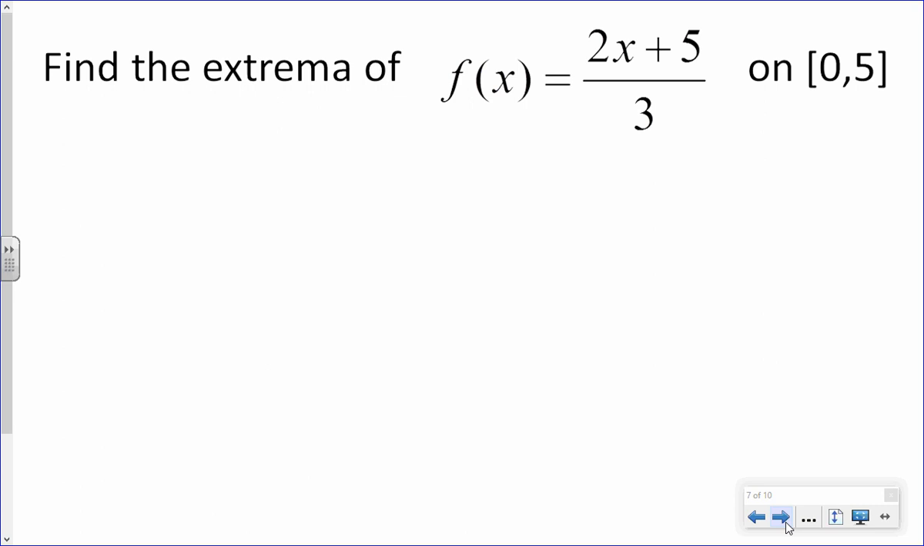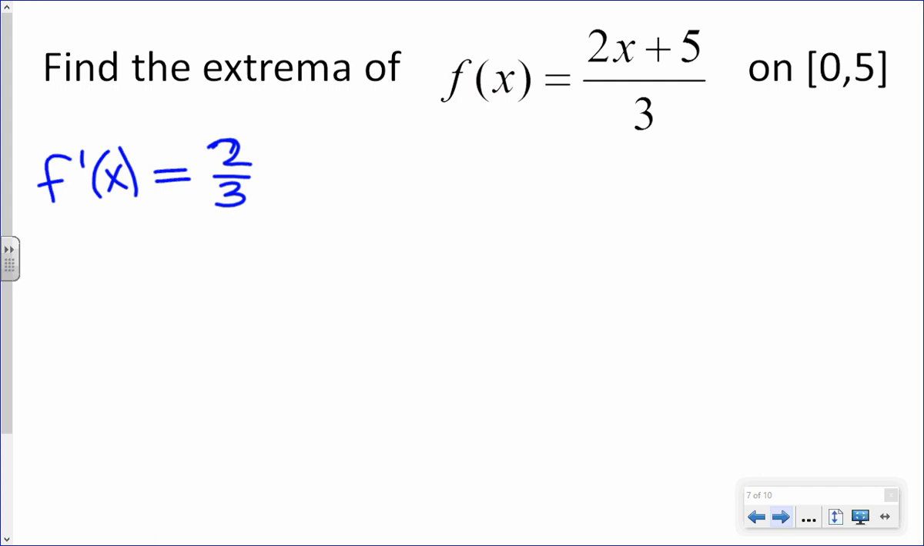Anytime you see the word extrema, minimum or maximum, the first thing that should pop into your head is find the derivative, because we have to find critical numbers. What's the derivative of (2x plus 5) over 3? Don't make this too complicated. This is just a linear equation, 2/3 x plus 5/3, right? Which means the derivative is 2/3. Don't do the quotient rule on this, please.